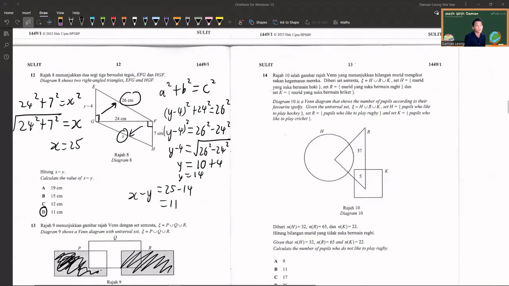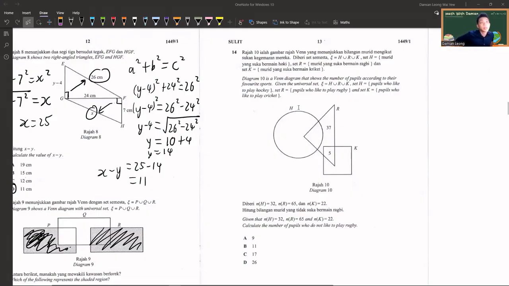Okay. Soalan 14. Rajah 10 ialah gambar rajah Venn yang menunjukkan bilangan murid mengikut sukan kegemaran mereka. Diberi set semesta, ξ, H union R union K. Set H ialah murid yang suka bermain hoki. Set R, murid yang suka bermain rugby. Dan set K, murid yang suka bermain kriket.